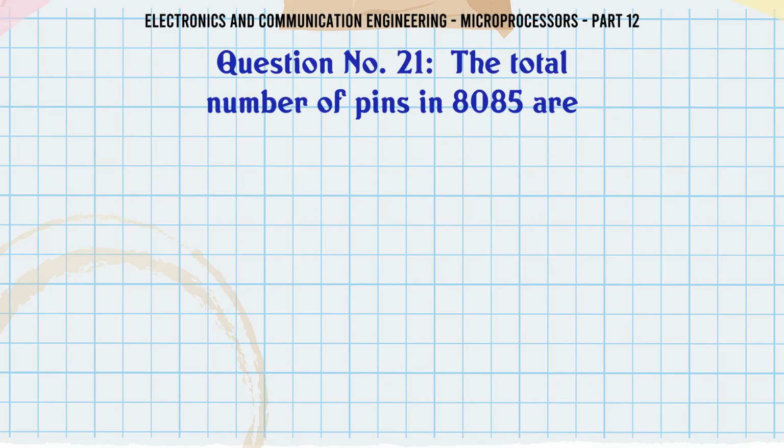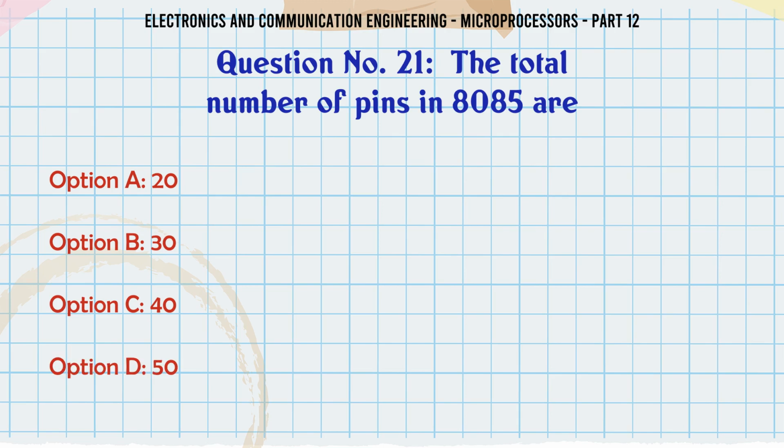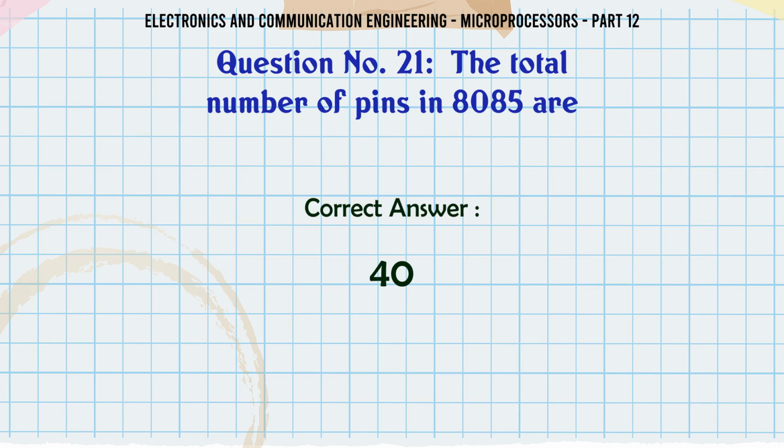The total number of pins in 8085 are A. 20, B. 30, C. 40, D. 50. The correct answer is 40.